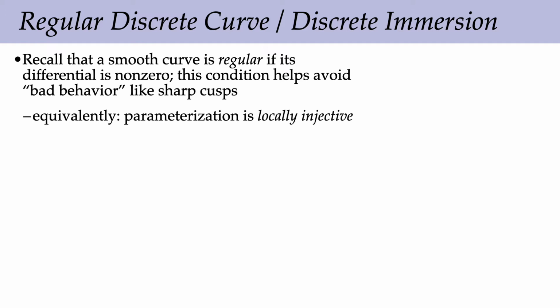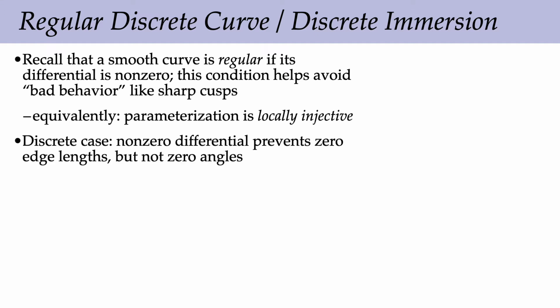Maybe the most straightforward thing is to just take our original definition and stick in the word discrete in a bunch of places. So we could say a discrete curve is discretely regular if its discrete differential is non-zero. What does that mean? We said the discrete differential is essentially just the edge lengths. So in this case, having a non-zero discrete differential will prevent zero edge lengths. That's nice. But it may not take care of other things that we care about, like, let's say, zero angles.